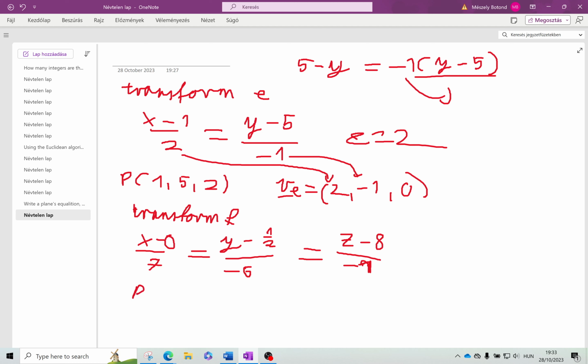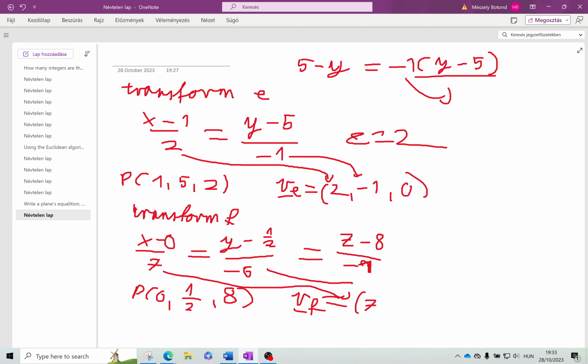So we can find a point which is 0, because 0 is here, 1.5, and 8. And the F direction vector is 7, 6, and minus 1. So we have 2 direction vectors and 2 points. What can we do with that?